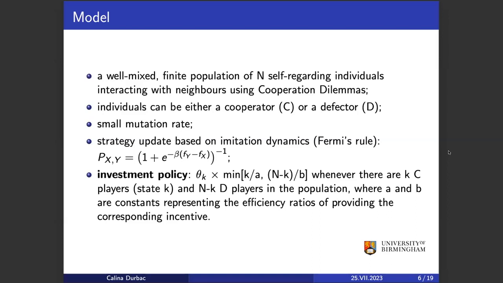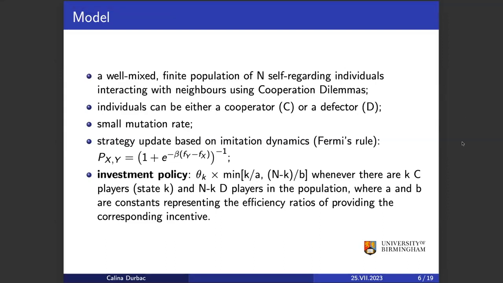Again, the strength of selection beta is really important because if players are not likely to copy each other, then any change in strategy would be due to noise as opposed to the actual incentives. But the larger the strength of selection is, the more likely our institutional incentives are to succeed.